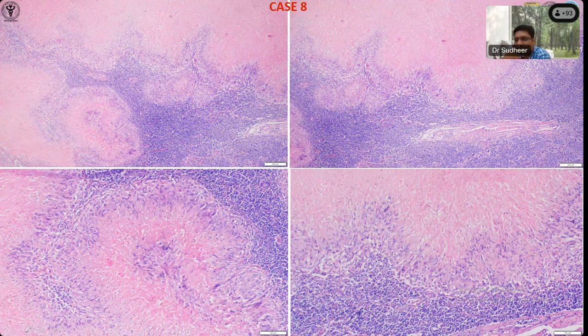Sir, fungal pathology. Why not tuberculosis? Immunocompromised patients can get tuberculosis. Tuberculosis is endemic in countries like India, even in the immunocompromised. So go to the next power.